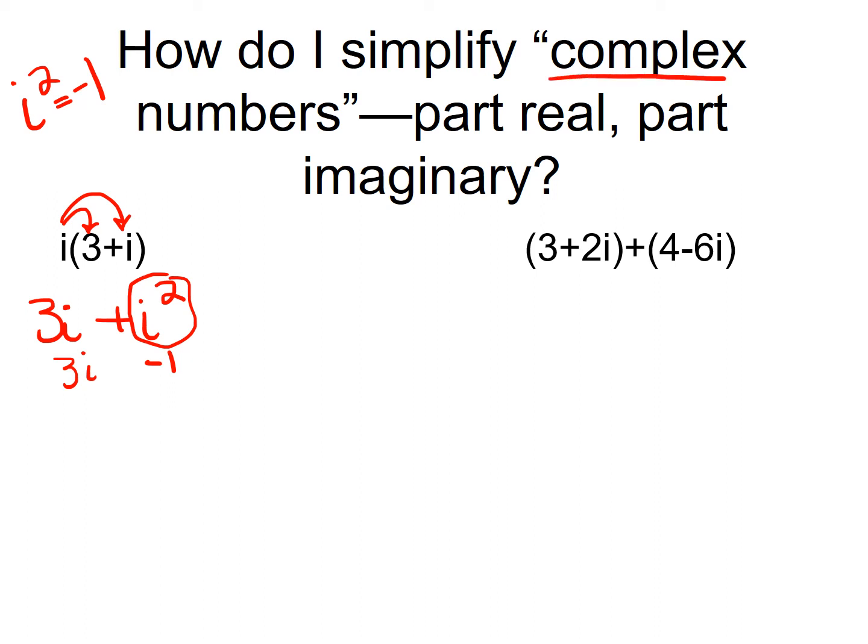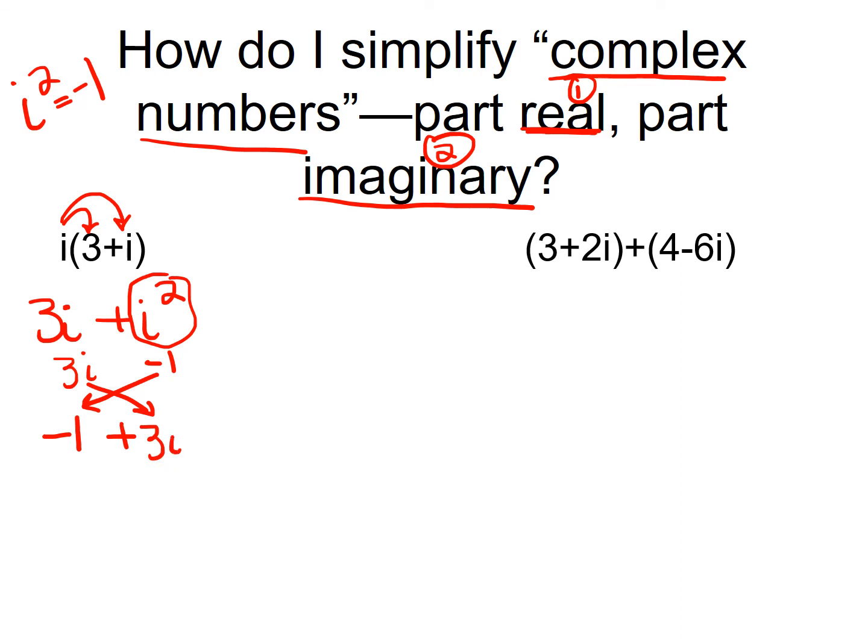For complex numbers though, you need to have the real part come first and the imaginary part come second. You have to have that, okay? So it would be improper or wrong if we wrote this answer as 3i minus 1. The correct answer would be -1, so you want to bring him out front and you want to put the imaginary part in the back, plus 3i. So my final answer is -1 plus 3i.